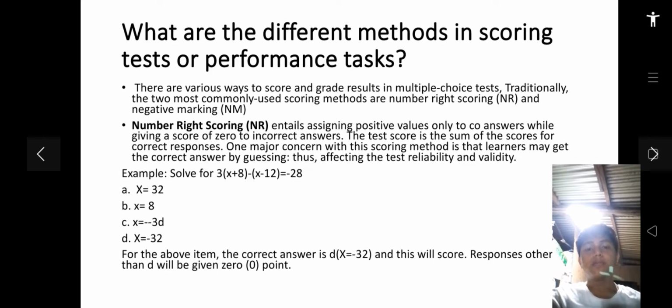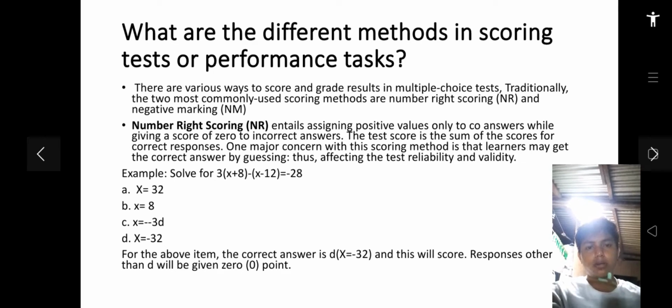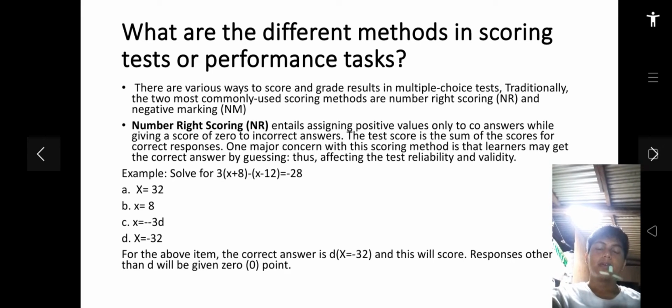It involves just giving correct answers a score, while bad responses get a score of 0. So the total of the exam's correct response scores constitutes the test score. One major issue with this scoring approach is that the students could guess their way to the right answer, which would undermine the validity and reliability of the test.